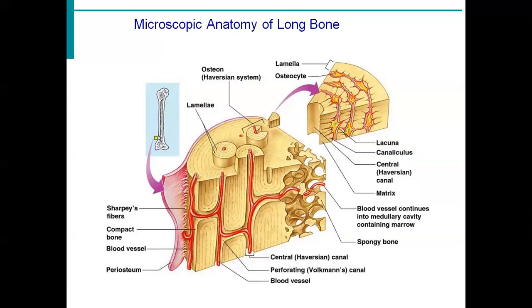In the next video, we will discuss about the other parts of the long bones and short bones, flat bones, and other types of bones briefly.